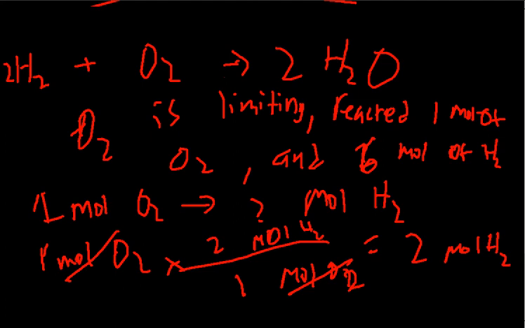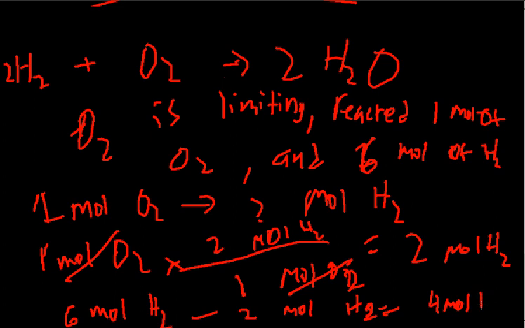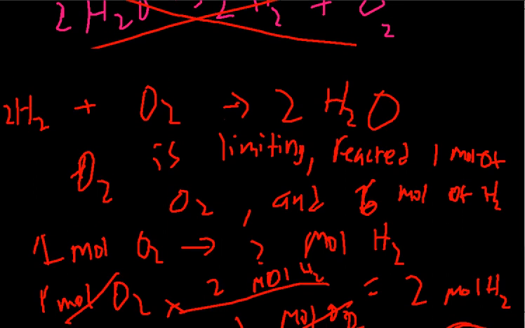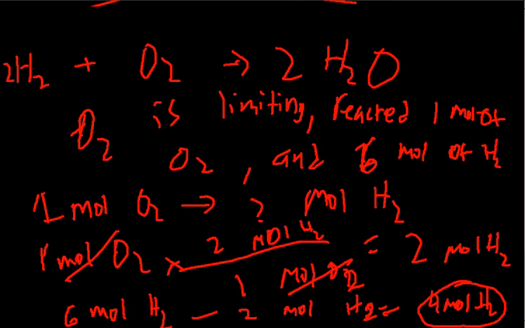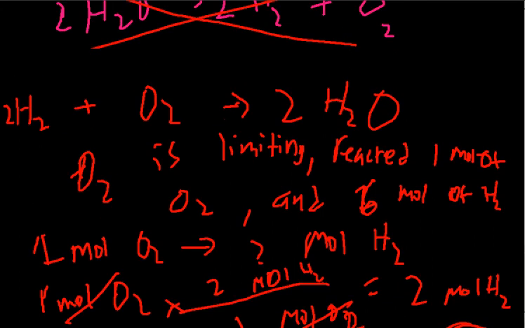So now if we take the 6 moles of hydrogen that we started with, and we subtract the 2 moles of hydrogen that we used up in the reaction, then we will get 4 moles of hydrogen left. Essentially, we use up just enough excess reactant to completely use up the limiting reactant. So the amount that's left over is going to be however much we started with minus however much was required to completely use up the limiting reactant.